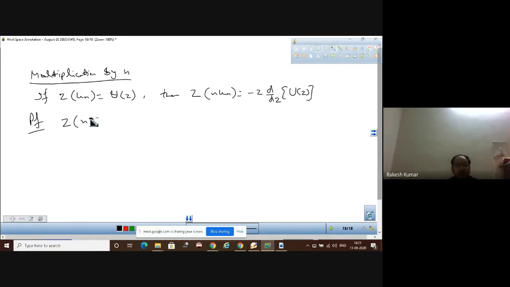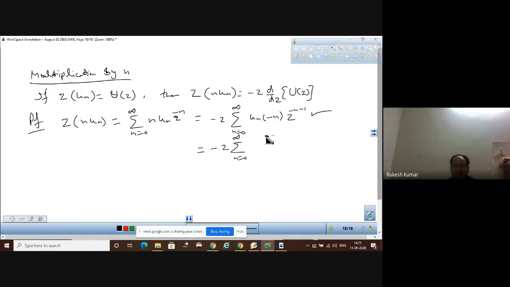So the Z transform of n U(n), by definition of Z transform, is the summation of n U(n) Z raised to power minus n. Now we can take minus Z out, and inside the summation, because we require minus Z there, you can write U(n) into minus n into Z raised to power minus n minus 1. This is the adjustment of the term. And this is minus Z, the summation n from 0 to infinity, U(n) d/dZ of Z raised to power minus n. This is the derivative term which I have written down here.